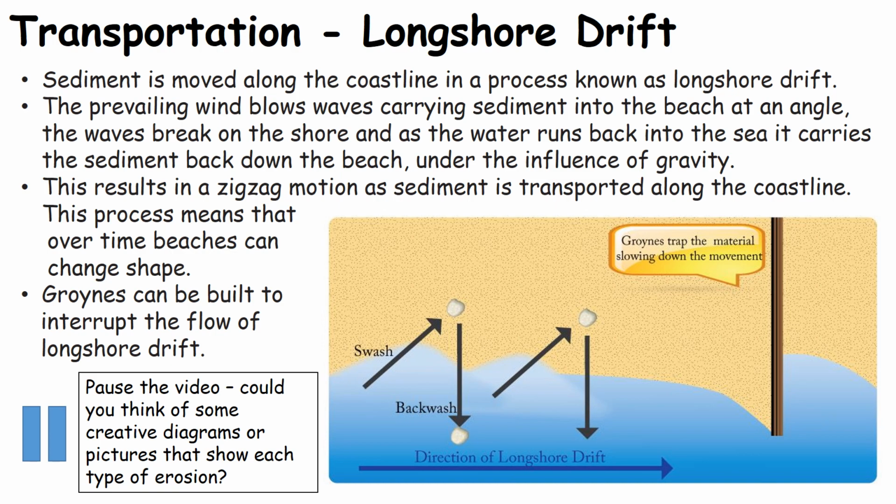When longshore drift transports sediment away from one part of the coast, it reduces the size of the beach and leaves the cliffs and shoreline exposed to further erosion by destructive waves.